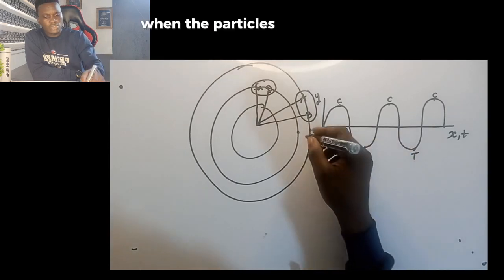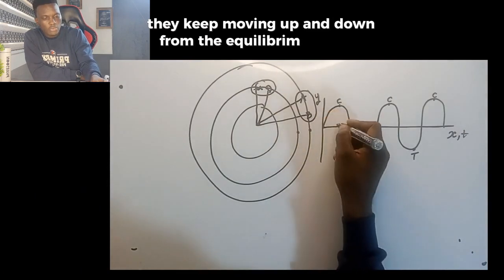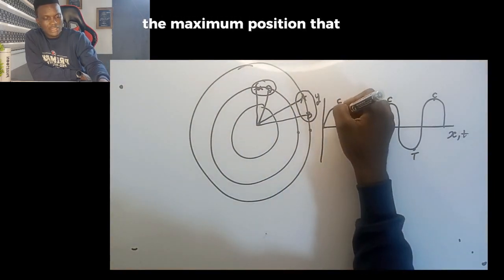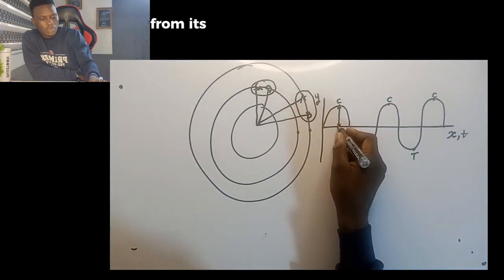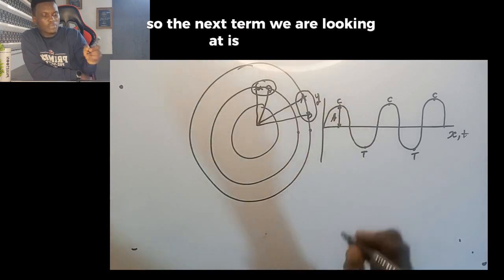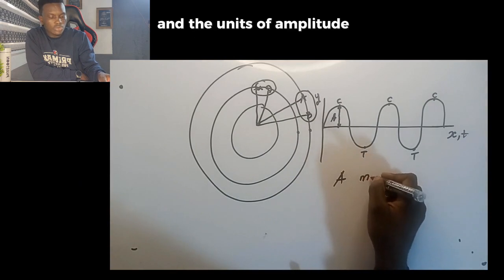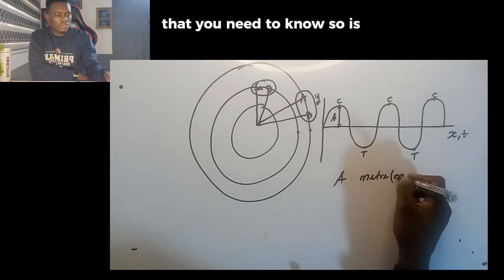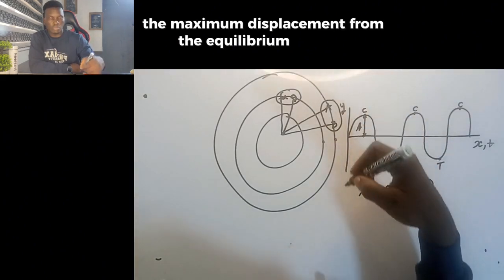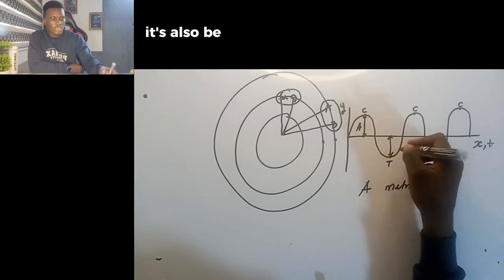Now, the particles of the medium, particles A and B, keep moving up and down from the equilibrium position. So the maximum position that those particles can cover from the equilibrium position is called the amplitude. So the next term we are looking at is amplitude, A. Amplitude is represented as A, and the unit of amplitude is the meter, that you need to know. It is defined as the maximum displacement from the equilibrium position. So this can also be your amplitude. It can also be downward or upward.